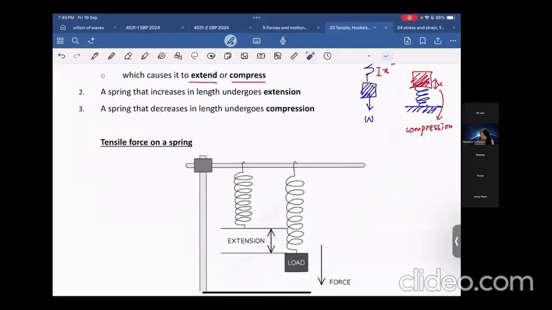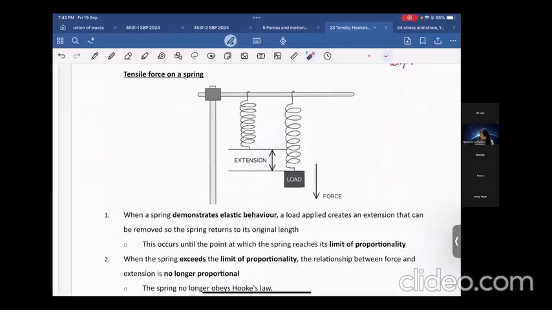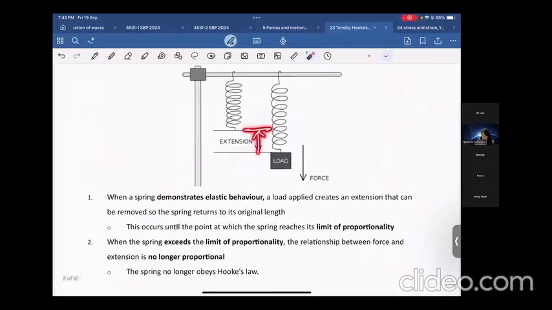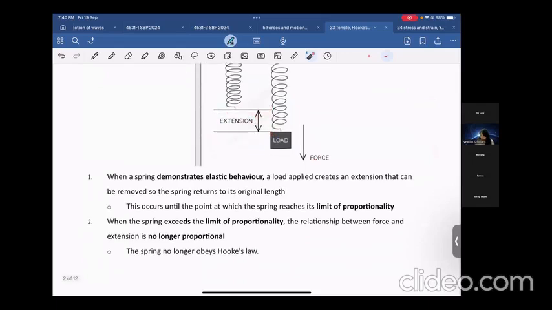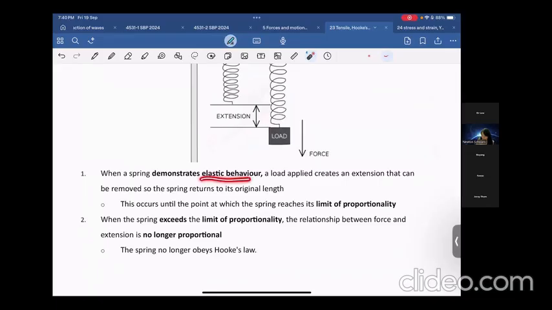So how do we apply this tensile force on the spring? Can you see this part? It increases the length, so this force is called tensile force. The length that increases we call extension. When a spring demonstrates elastic behavior, elasticity means the property of the material to return to its original shape and size when the force that we apply is removed. So the material can go back. For example, the rubber band, we pull the rubber band.